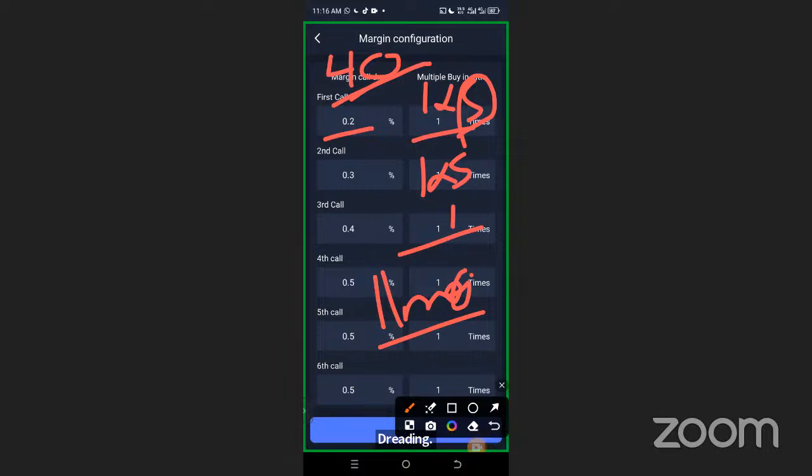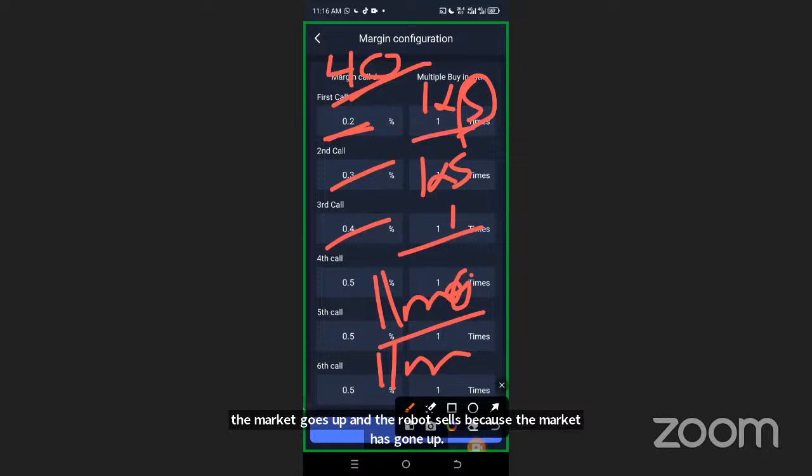So you can even set 11 margin calls and the robot will buy only 2 or 3. After buying the 3, the market goes up and the robot sells because the market has gone up. Are you getting the point? So don't complain. Some people are very funny. I have set 19 margin calls, but the robot has only bought 3. And after buying the 3 margin calls, the robot sold the coin. It didn't buy the other margin calls. Why?